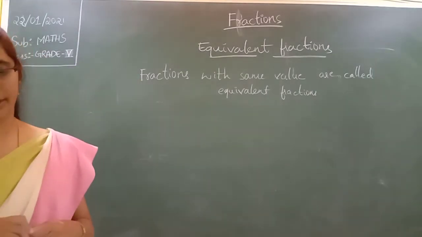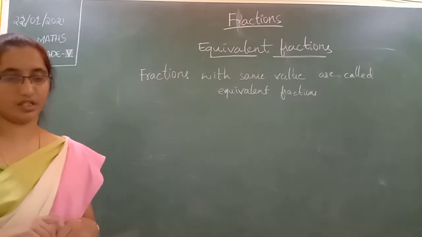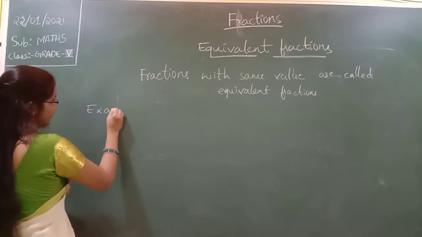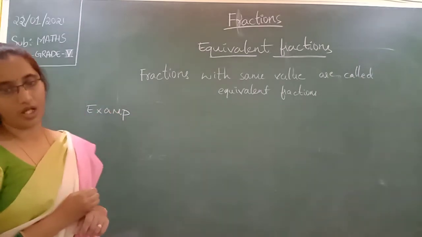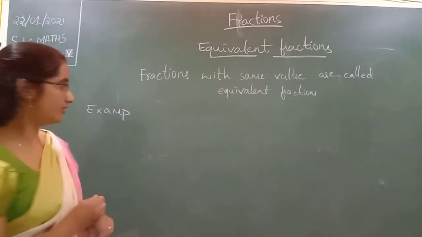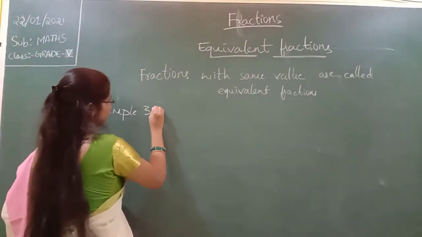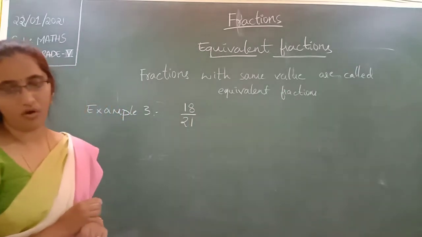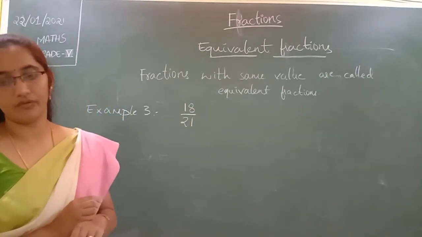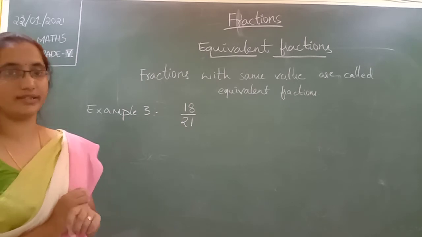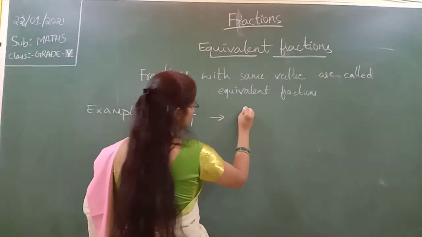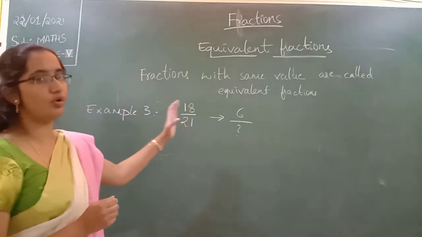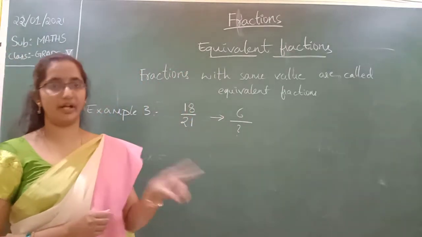Next we have another example. Example third. Find an equivalent fraction with 6 as a numerator. Those 6 should be the numerator. We don't know what the denominator is. So we have to go into the lower terms, so we have to divide.